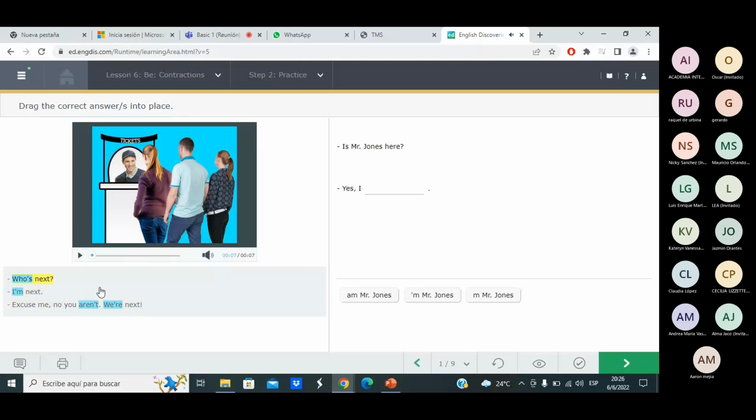Bien, aquí, de acuerdo a las indicaciones, vamos a trasladar la respuesta, ¿verdad? Al espacio en blanco. Por ejemplo, is Mr. Jones here? ¿Cuál creen ustedes que es la correcta? The first one, the second one, or the last one? Remember that we are talking about contractions, how we use contractions. The second one. Okay, the second one. Yes, I'm, ¿verdad? I'm Mr. Jones.